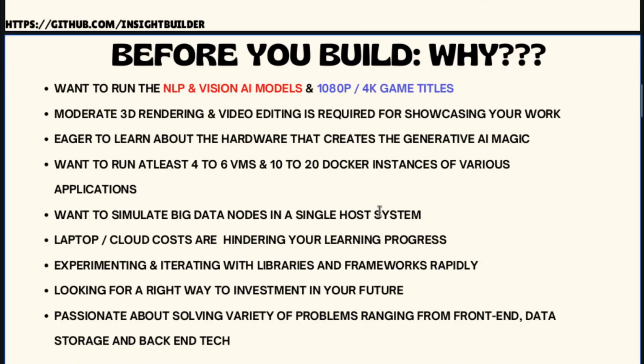Also, one digression I want to make here: when you're going to build a PC, or do any kind of research in new technology, it's going to be a future investment of your time as well as your money. And this kind of investment of time and money is going to have a huge amount of returns. So keep one thing in mind.